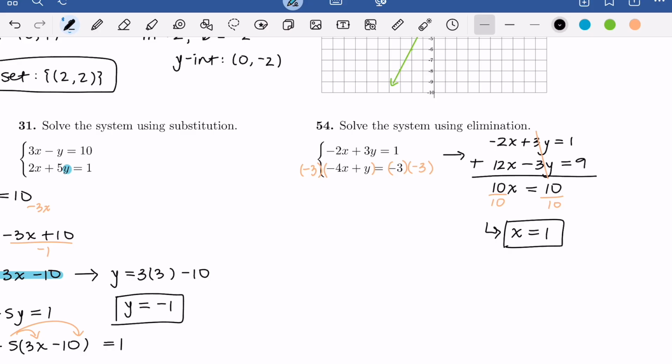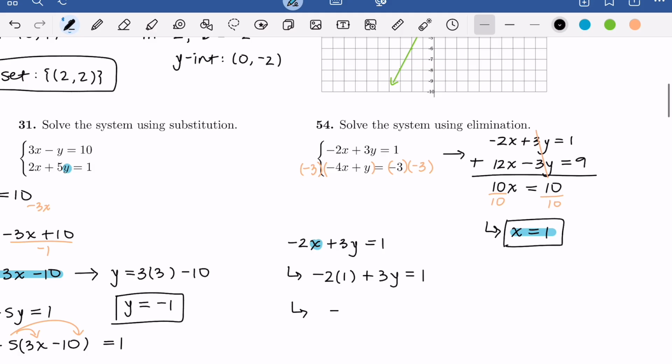And now we have our value for x, and we can find our value for y by plugging this x into either one of our original equations. Let's use our first equation here. We have -2x plus 3y is equal to 1. I'm going to plug this value for x into this equation here to solve for y. So I'm going to have -2 times 1 plus 3y is equal to 1.